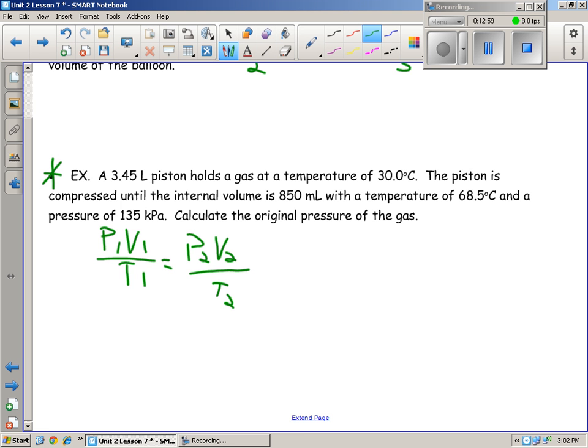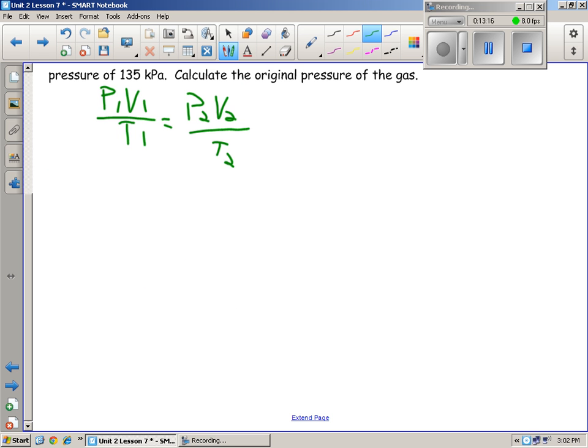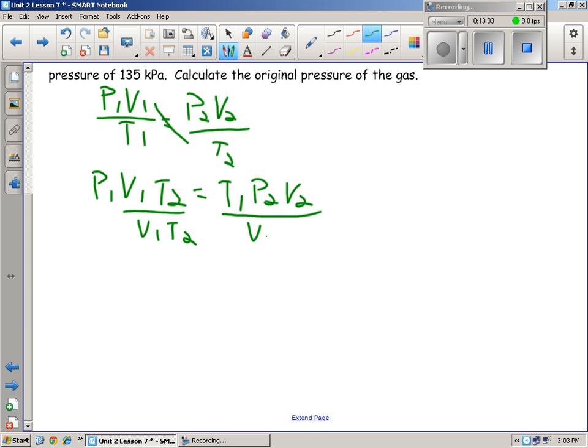Okay. First of all, it says here I got a 3.45 liter piston, holds gas at 30. The piston's compressed to 850, 68.5, and 135. Calculate the original pressure. So what letter are you looking for? What variable are you looking for here? Original pressure, P1. So once again, it's up to you how you want to do this. P1 V1 T2 equals T1 P2 V2. I want to get P1 by itself, so V1 V2, I divide those. And if I'm going to do that there, I'm going to do that there as well, right? This stuff cancels, and I'm left with P1.